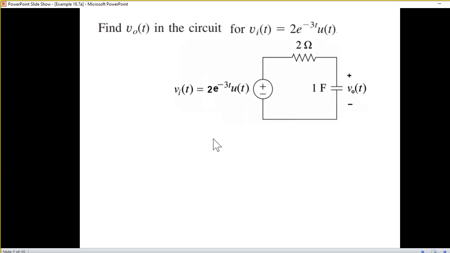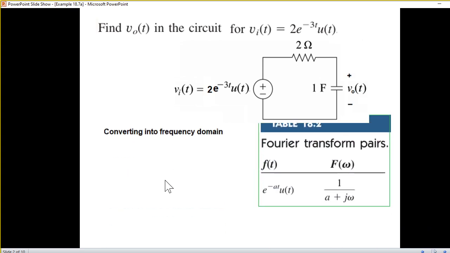This is the question. The example: find v0(t) in the circuit, for vi(t) given. So this is the circuit and the input voltage is given, and we have to find the output voltage v0(t). Simple question, but with a little bit of a trick.